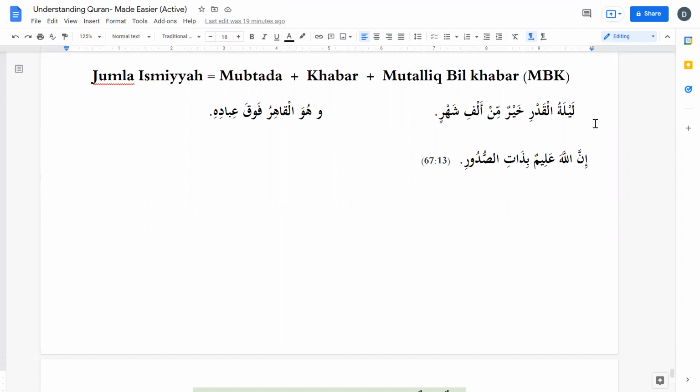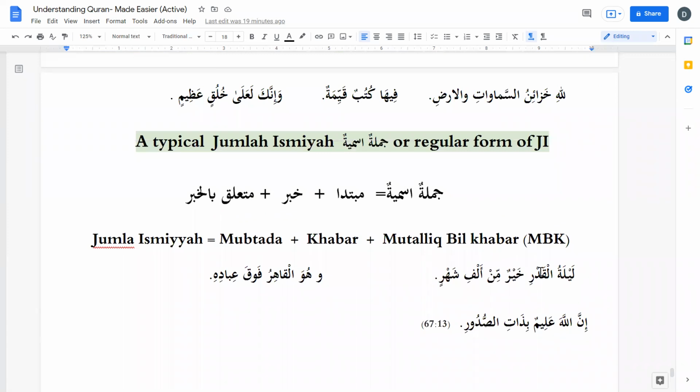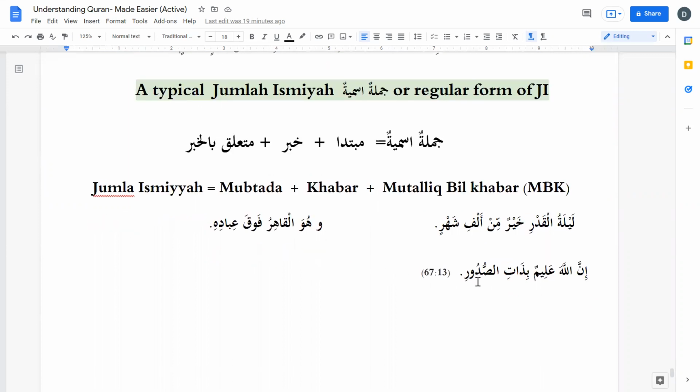Like in this sentence, Laylatul Qadri khairun min alfi shahr. This one is the typical sequence. Like we have Laylatul Qadr as Mubtada, then Khairun is Khabar, and then Min Alfi Shahr is Muta'alliq bil Khabar, which is coming at the end. So these are examples of regular Jumlah Ismiyah.